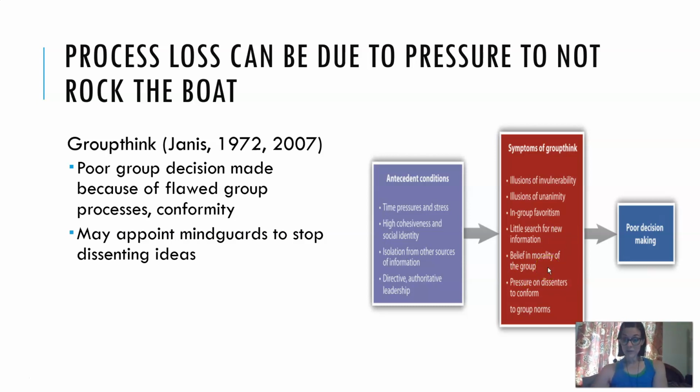There's a belief in the morality of the group. We are doing what's right. We're doing the right thing. We're doing the good thing. We're the good guys. There's pressure on dissenters to conform to group norms. This may occur by basically appointing what are called mind guards. These people are members of the group whose job it basically is, if they think there's even an idea of dissent, they are going to strongly pressure that dissenter to basically get back in line with the group or threaten them with ostracism from the group. And because this group is so strongly cohesive, there's going to be a lot of pressure for that person to agree because they don't want to get kicked out of the group. And because of this, poor decision making can result.